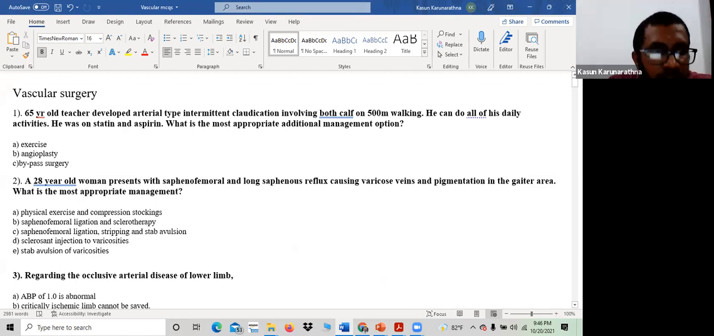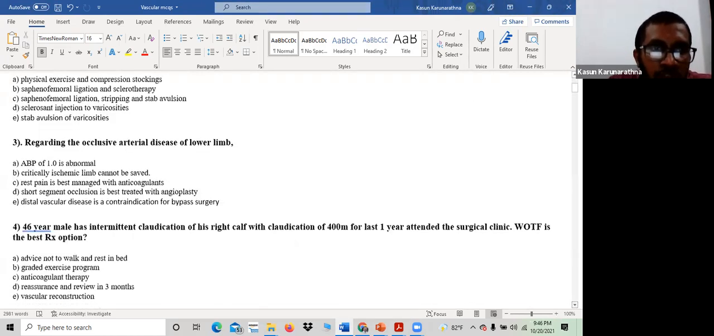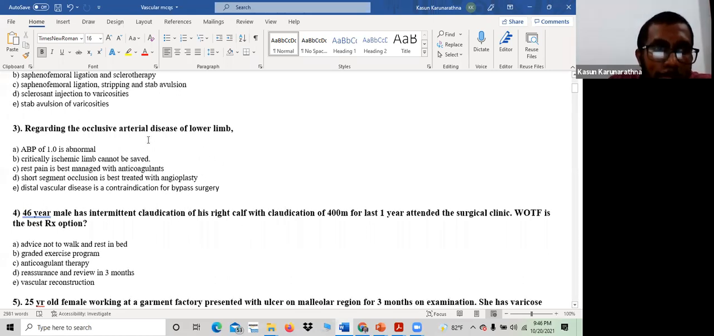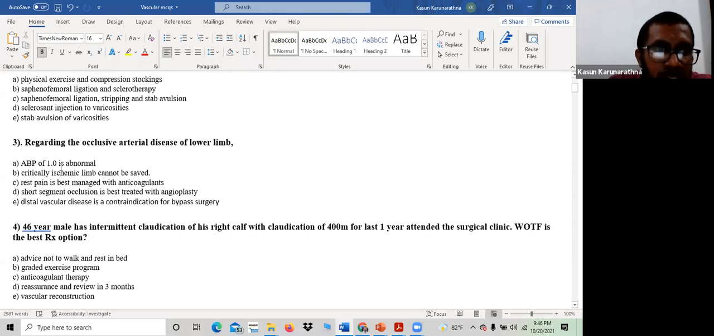Question number 3, regarding occlusive artery disease of the lower limb. Ankle brachial pressure index of 1 is abnormal. This is a true or false question. Can you answer this? What are the answers? The first one is false, right? 0.9 to 1 is the normal range. Critical ischemic limb cannot be saved. That is false. That is the point where we intervene and save the limbs, right? It's a risk of limb loss. The patient might end up with amputation, but we can save some percentage.